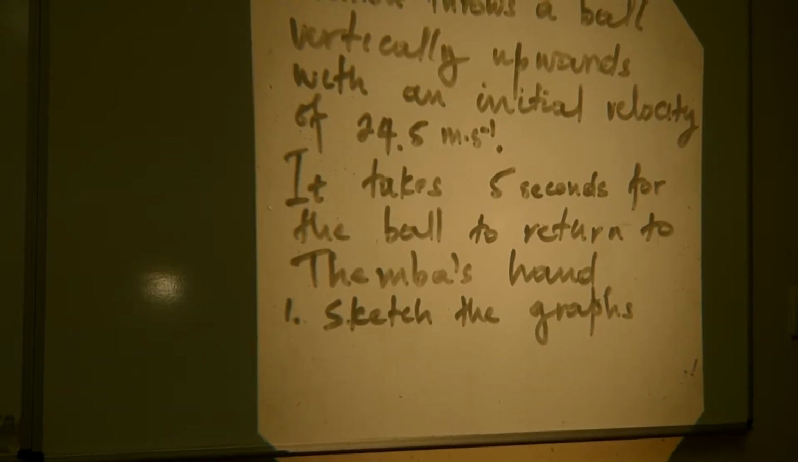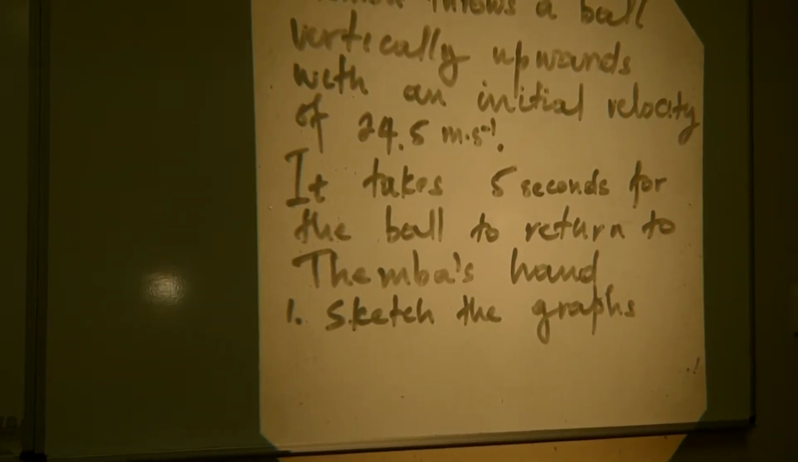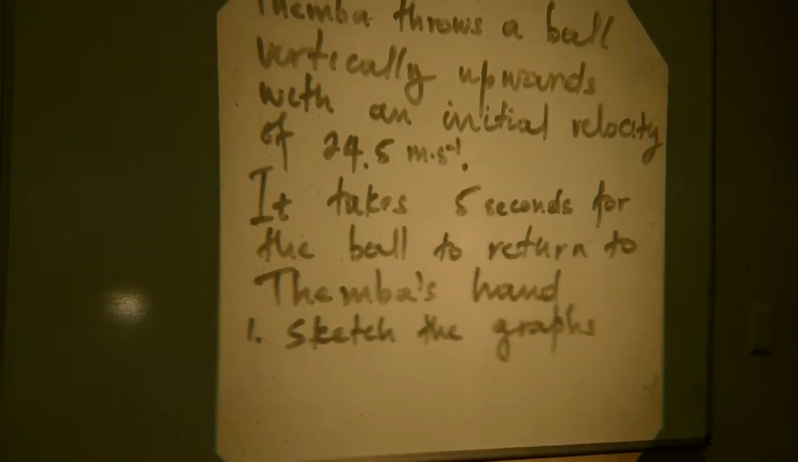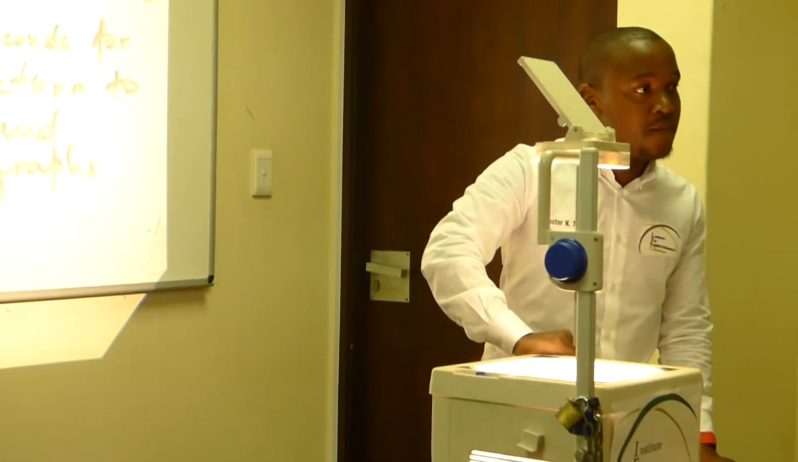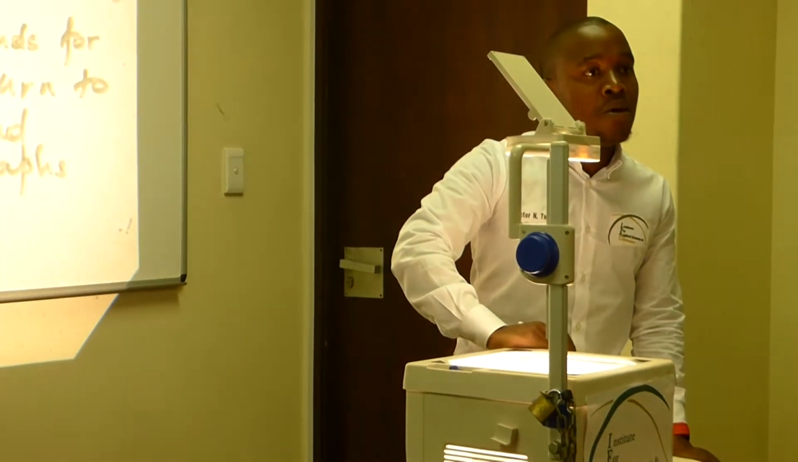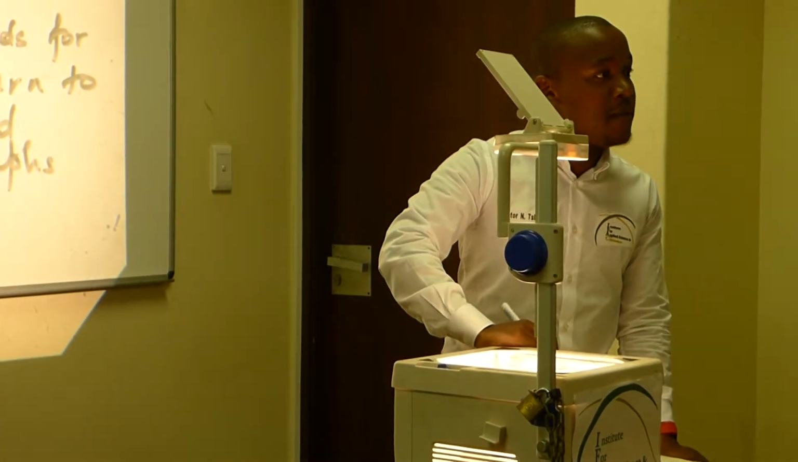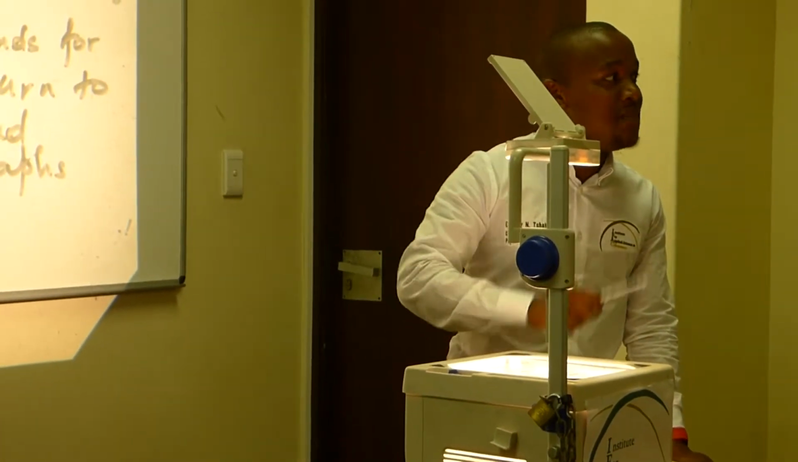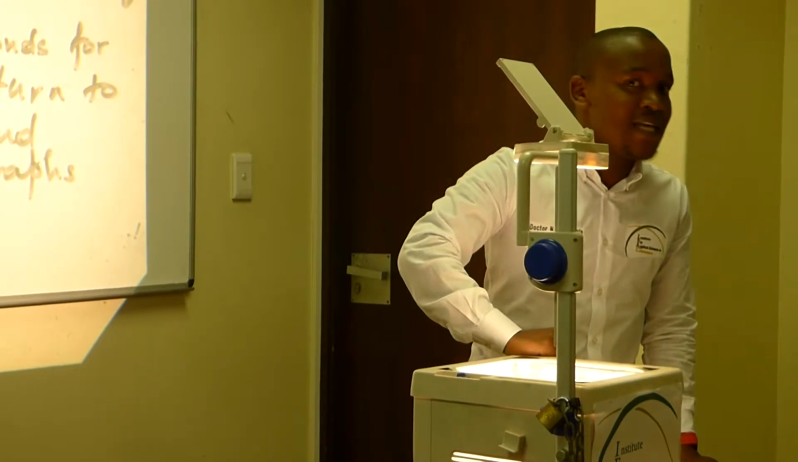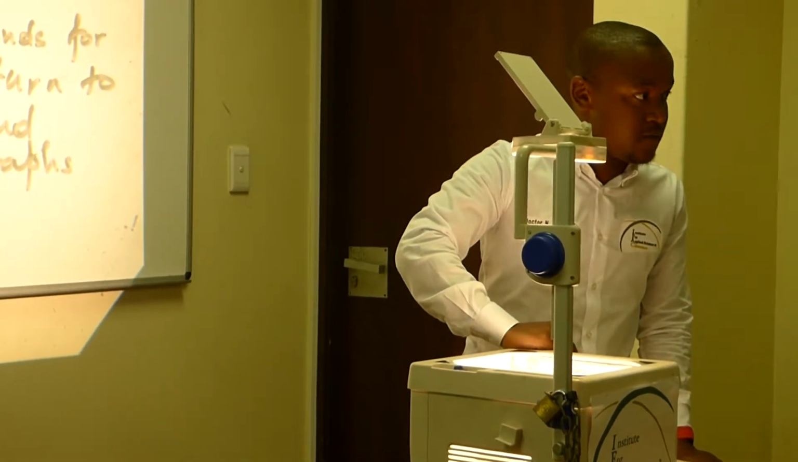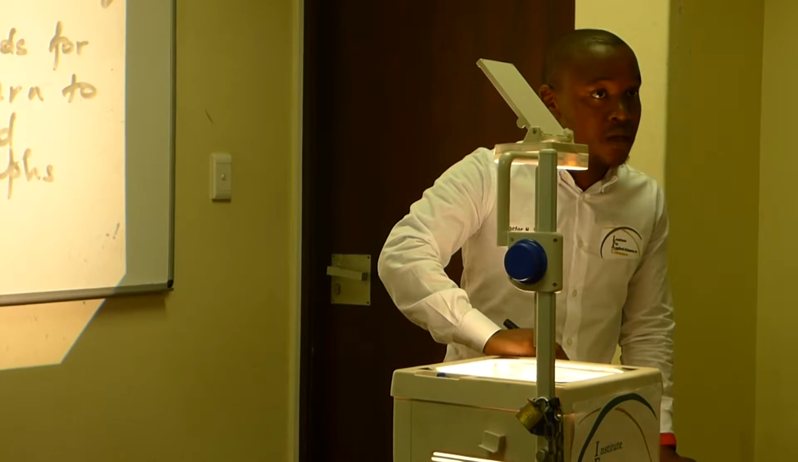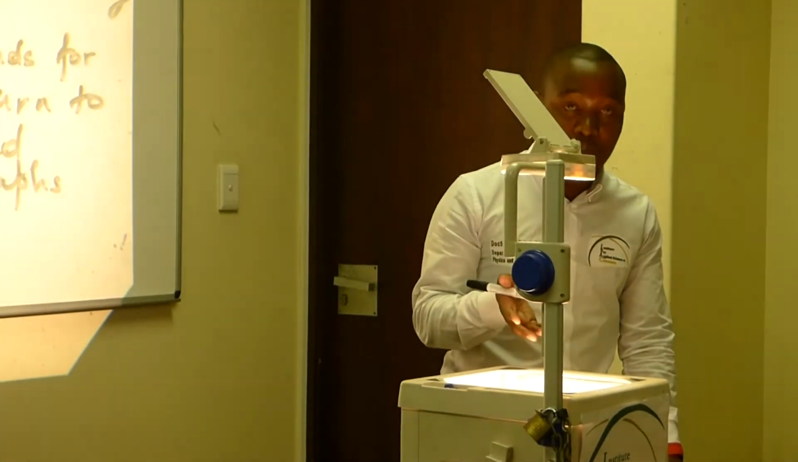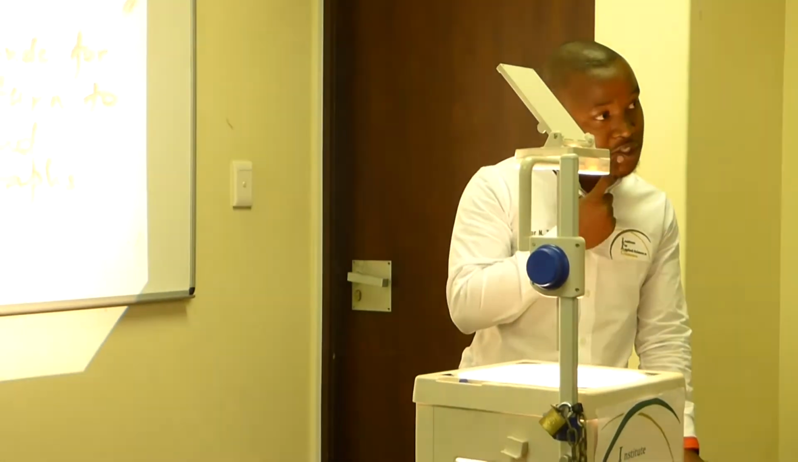So I'm going to start with the easiest one, the position versus time graph. It is very important for the position versus time graph that, if I'm marking, you must indicate the maximum position. Do you guys understand? But for that, I'm not giving the maximum position. It means I have to calculate the maximum position.